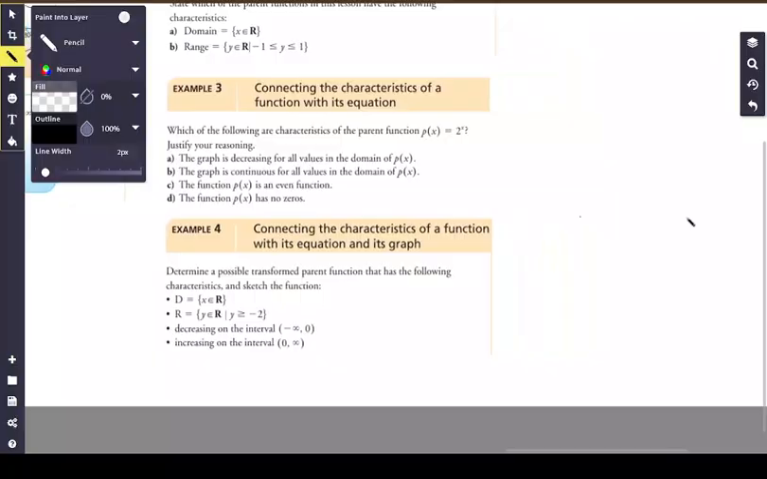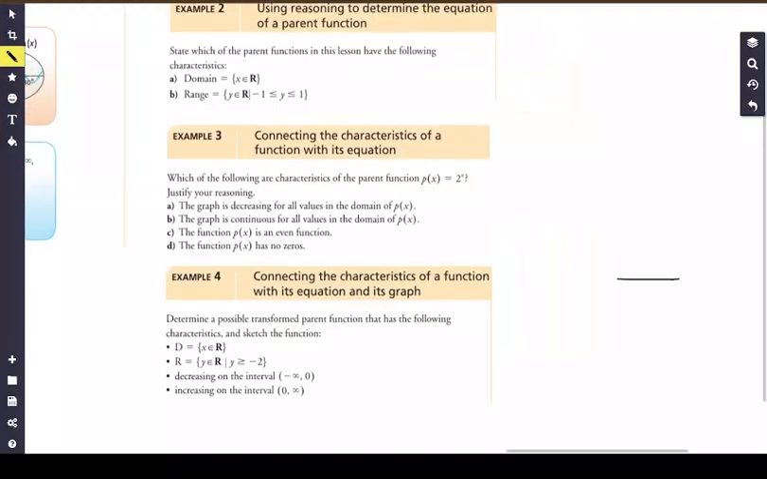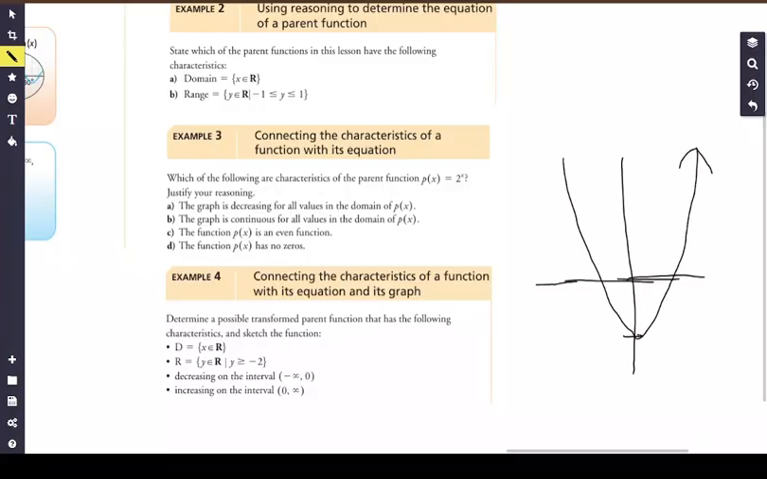Let's go ahead and give that a little sketch. And notice that when we have the range of y is greater or equal to -2, that also matches. So this is our function. And we are done.